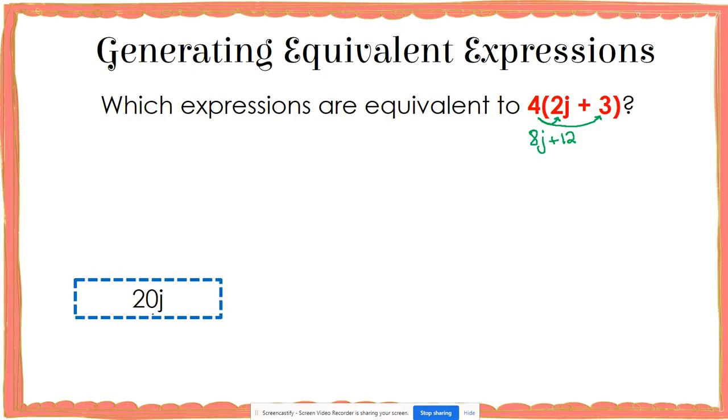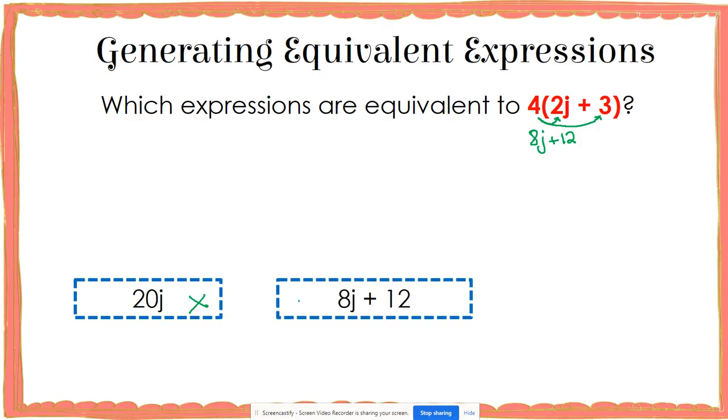Well, what about 20j? It looks like that could work because if I add 8 plus 12, that gives me 20. But the problem with that is that 8j is not a like term to 12 because 12 does not have a j with it, so they cannot be combined. So actually, my simplified expression is 8j plus 12. Which means 20j is not equivalent to that.